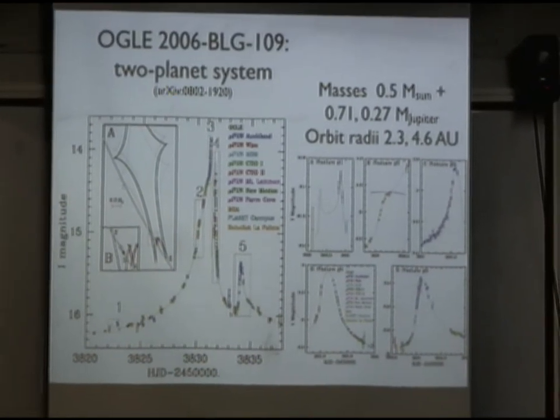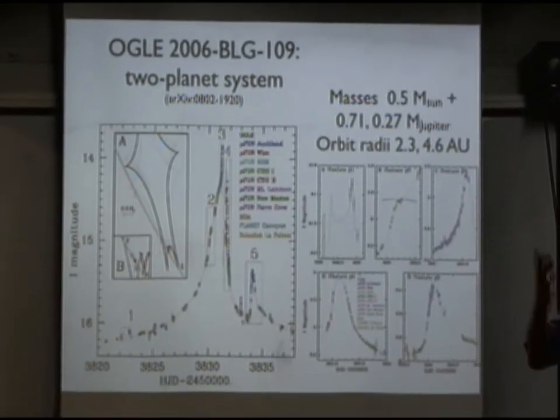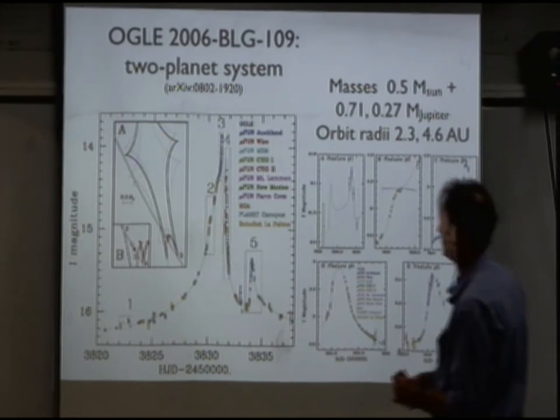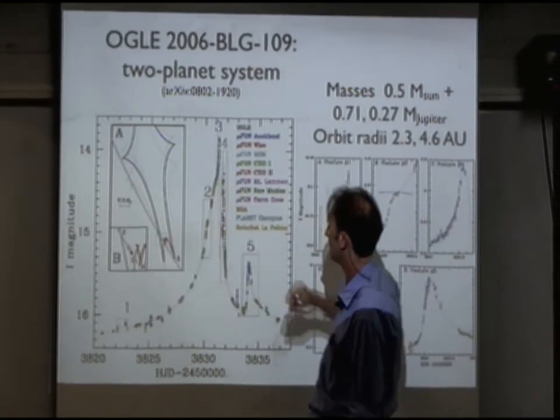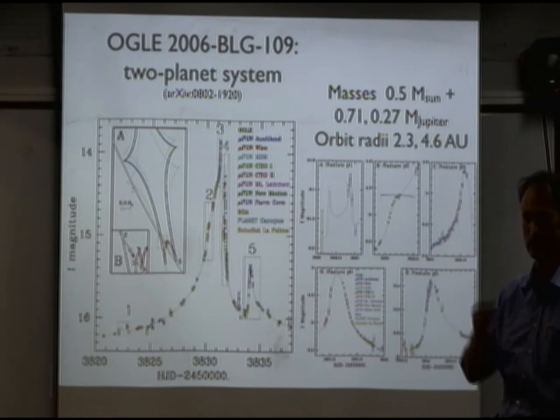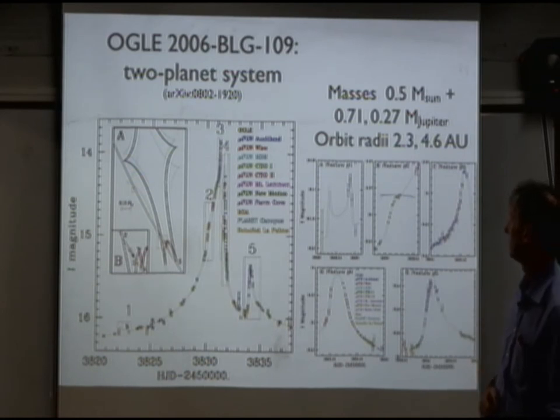And there's even cases of a two-planet system. So this is a case with a really very weird light curve, and in the end they were able to solve this by adding a second planet to the model, which gets very complicated, and I'm amazed that they were able to do this.